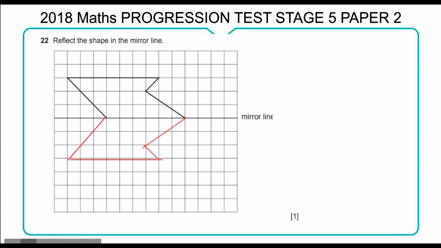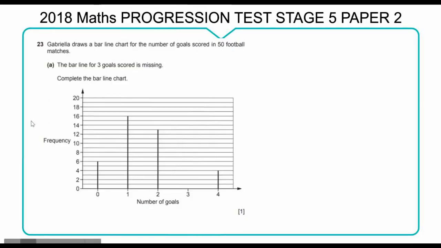Let's move on to question 23. Gabriela draws a bar line chart for the number of goals scored in 50 football matches. The bar line for 3 goals scored is missing. Complete the bar line chart. 10 seconds. So here is the answer.